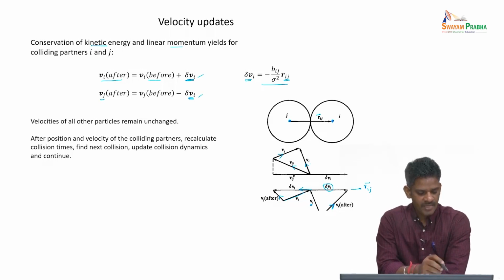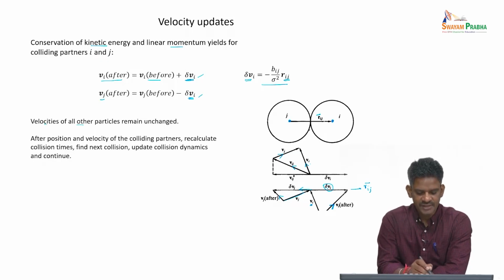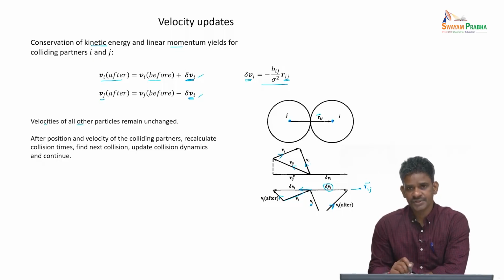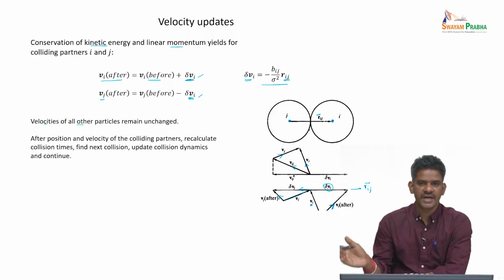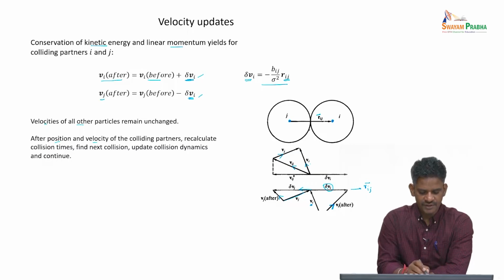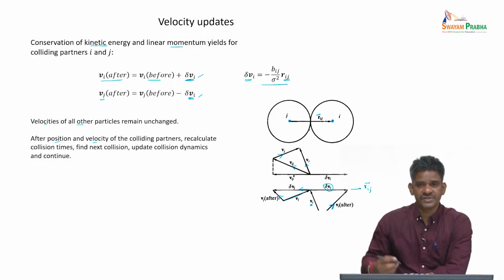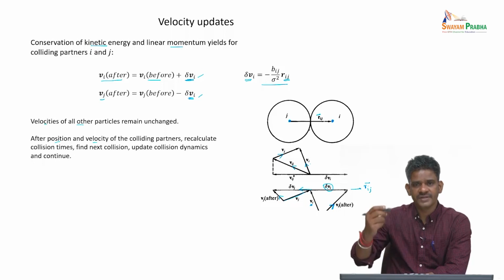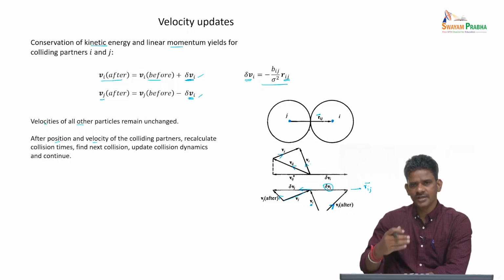When we do this, we ensure the velocities of all the other particles, other than the colliding particles, remain unchanged because they do not participate in this collision. Only the colliding partners change their velocities so as to conserve kinetic energy and momentum. After the positions and velocities of the colliding partners are updated, we go back to the first step, where we again sum over all the pairs, find the collision times and collision partners, then go to the next colliding partners and update again.